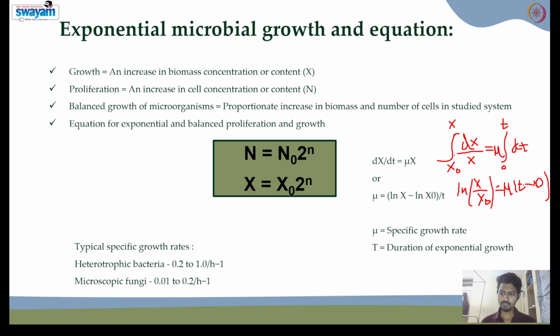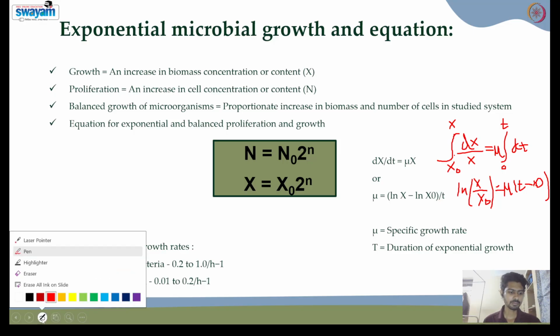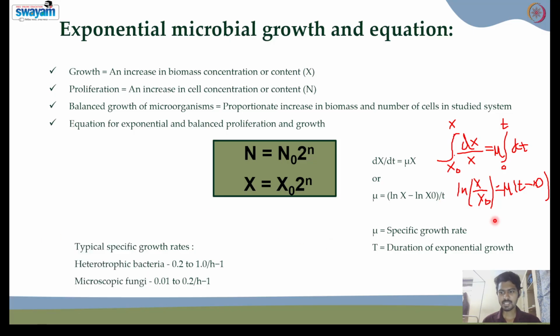So if we convert this equation, we will get this equation because ln x by x naught is nothing but ln x minus ln x naught. And here we have mu t. So we will be taking this t to this side. That's why it is under t. So here we will define the terms. X is the cell concentration at a given time. X naught is the initial cell concentration. And t refers to the duration of the exponential growth, and this is how the derivation is done.